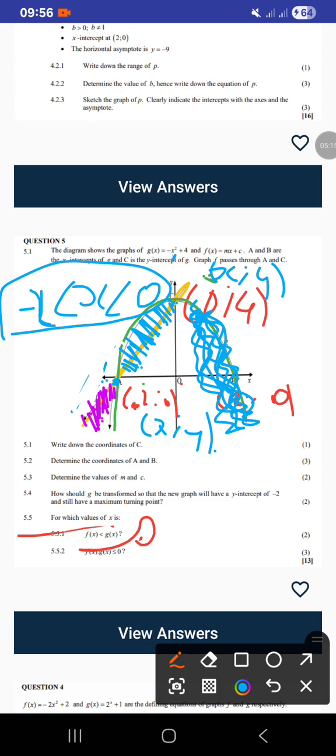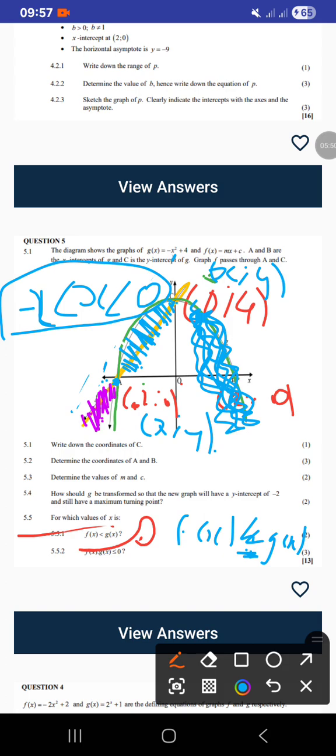Another thing: if they had said f of x was less than or equal to g of x, where they say equal to, you would include the endpoints. But in this case, they never included it, so we just leave it as it is and say x is greater than -2 and less than 0. And that's the interpretation of this question. I hope you understand that part of it.